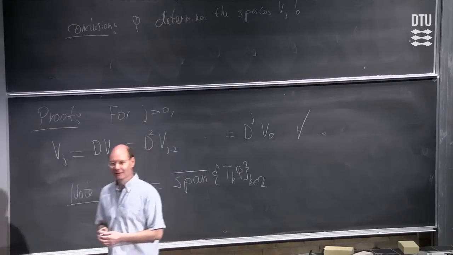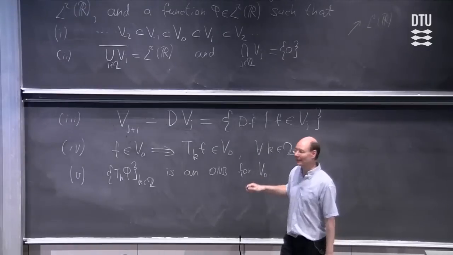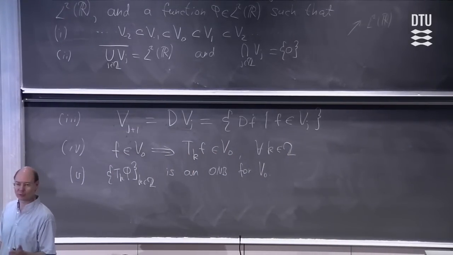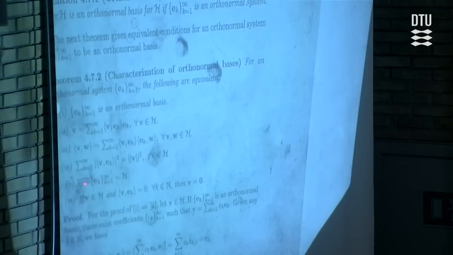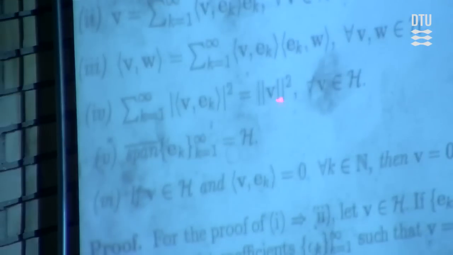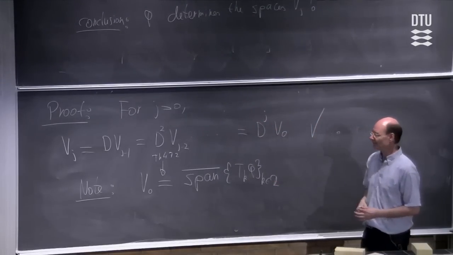And why do we know that? That's because T_k phi is an orthonormal basis for V0. And if you look at our characterization of orthonormal bases, you see one of them is here. Now, the space we are looking at is V0. And one of the characterizations of orthonormal bases is that an orthonormal system is a basis if and only if the closed span of the vectors is equal to our Hilbert space. And now the Hilbert space is V0. So this means, again, using this important theorem, Theorem 4.7.2, then we actually know that V0 is the closed span of T_k phi.